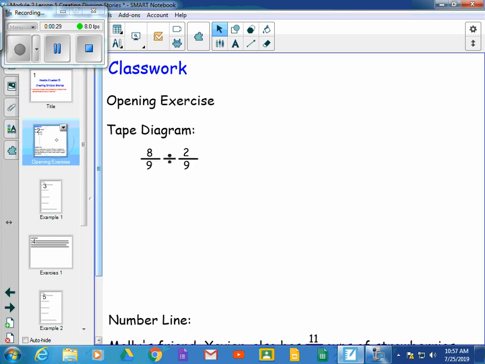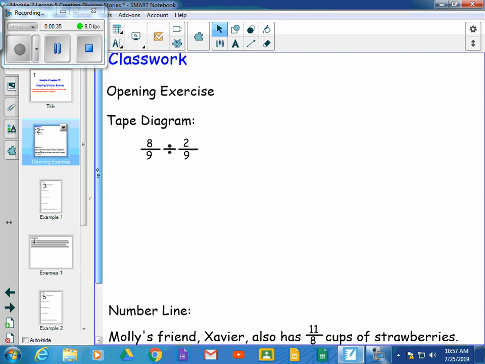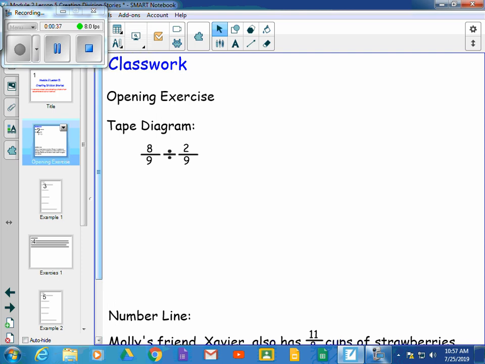Let's start with the opening exercises. Now, these exercises are some problems that we have done in previous lessons, but we're just going to practice modeling these and get this fresh in our brain again for today. This first question wants us to demonstrate how to divide 8/9 by 2/9 using a tape diagram.